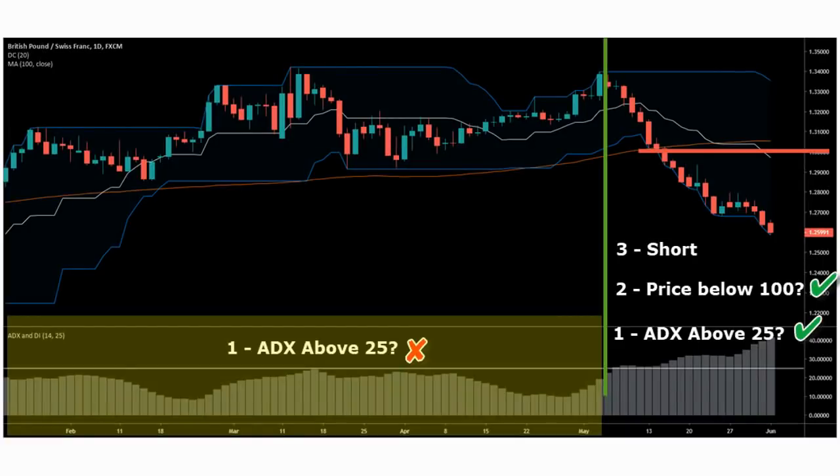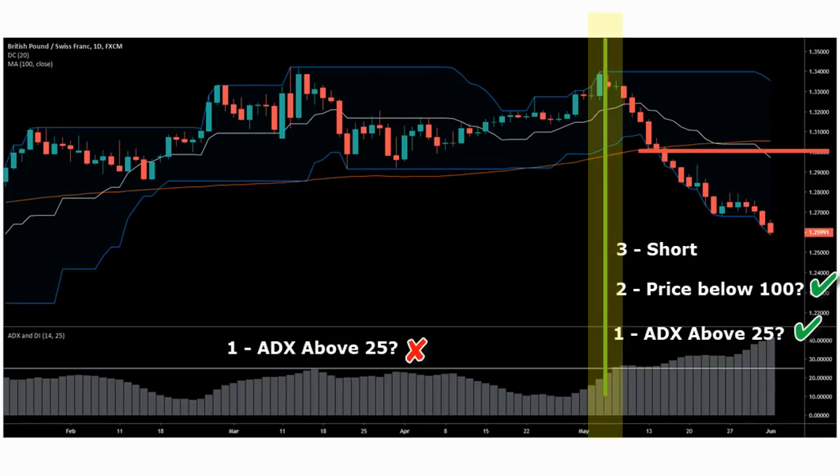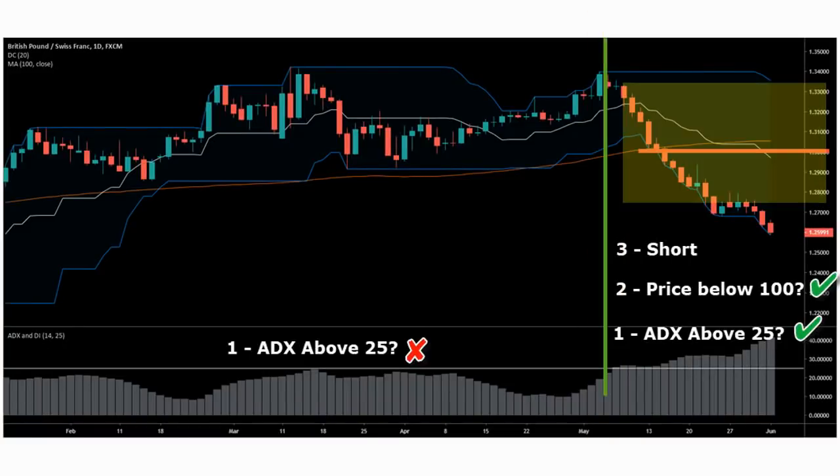On this chart, we see that for much of the chart, the ADX is below 25. There's no trend, so we're going to ignore it during this time. Once it starts to move above 25, now we are interested in what price does next. In our case, price went below the 100 SMA, allowing us to short breakouts to the downside.